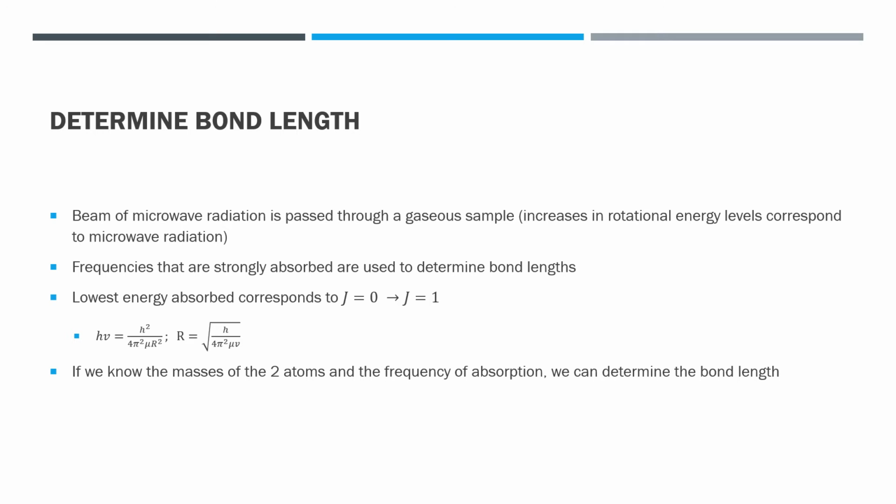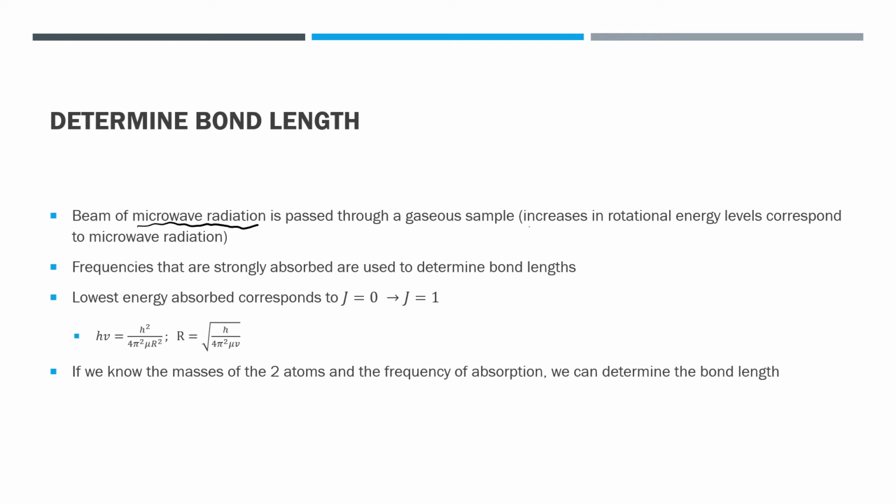So how can we use this to determine bond length? I hinted at this before. Say we pass a beam of microwave radiation. Remember, microwave radiation is what excites these rotational energy levels, so if we want to focus on rotation, we want to use microwave radiation. We take this beam of microwave radiation and pass it through a gaseous sample of this molecule.